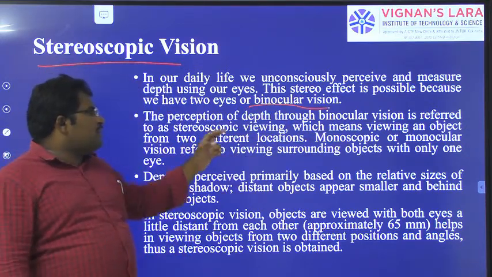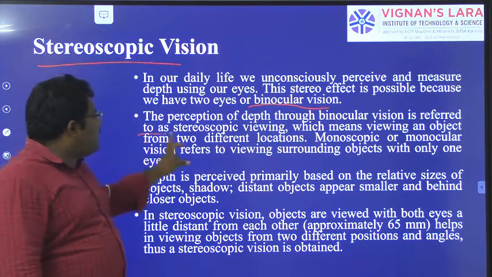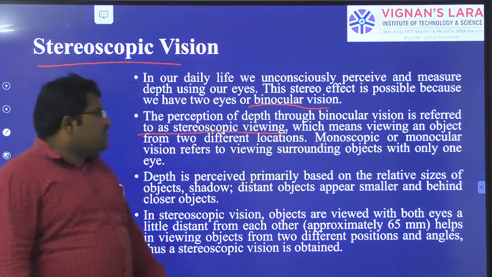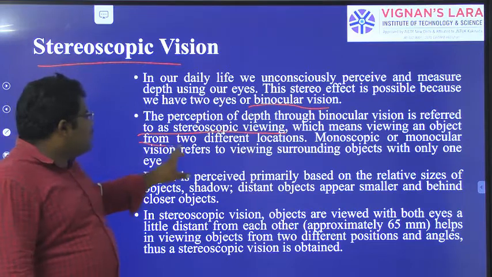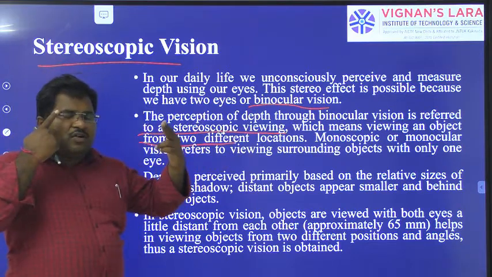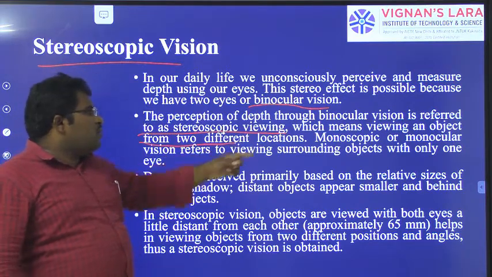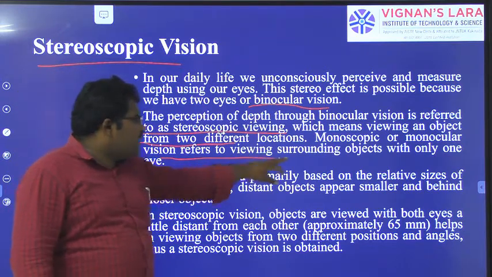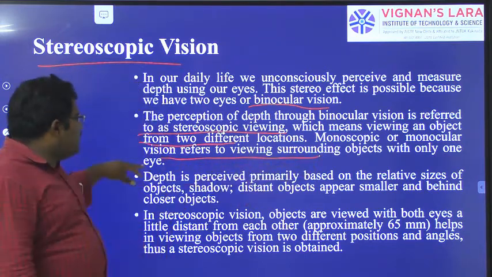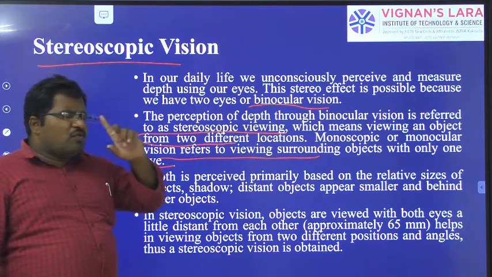The perception of depth through binocular vision is referred to as stereoscopic viewing, which means viewing an object from two different locations. This is one location, this is another location. Monoscopic or monocular vision refers to viewing the surrounding objects with only one eye. Monoscopic means only one eye.